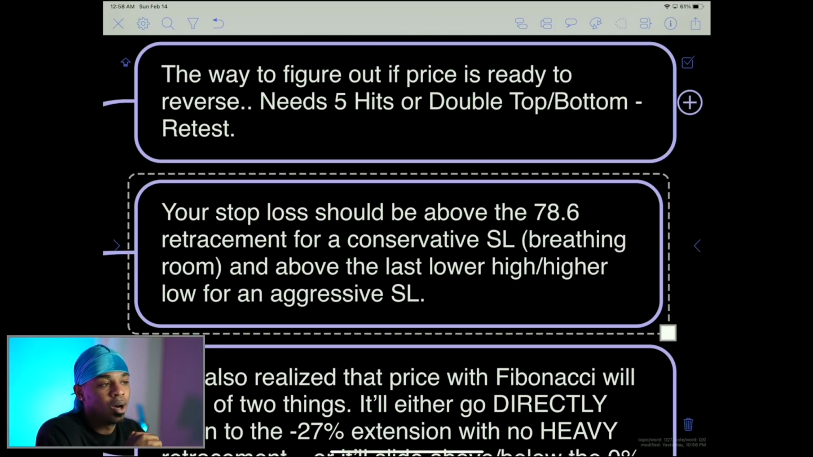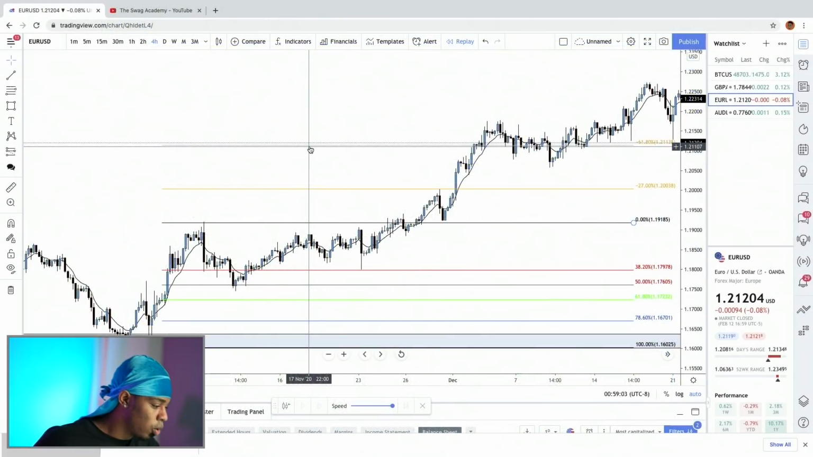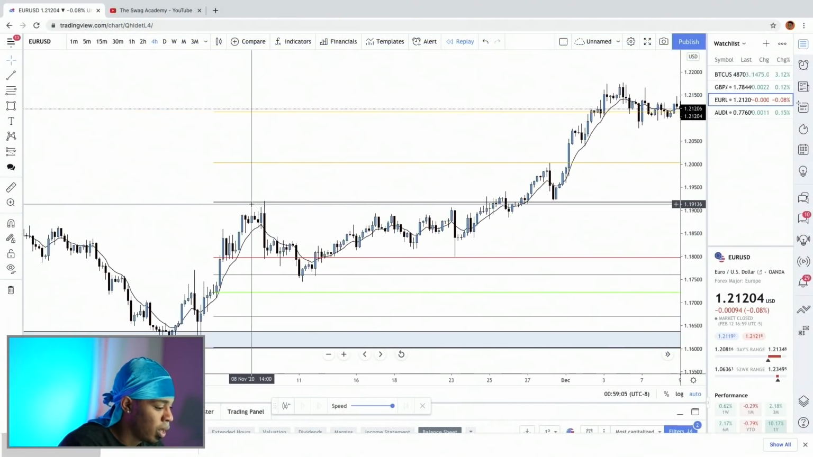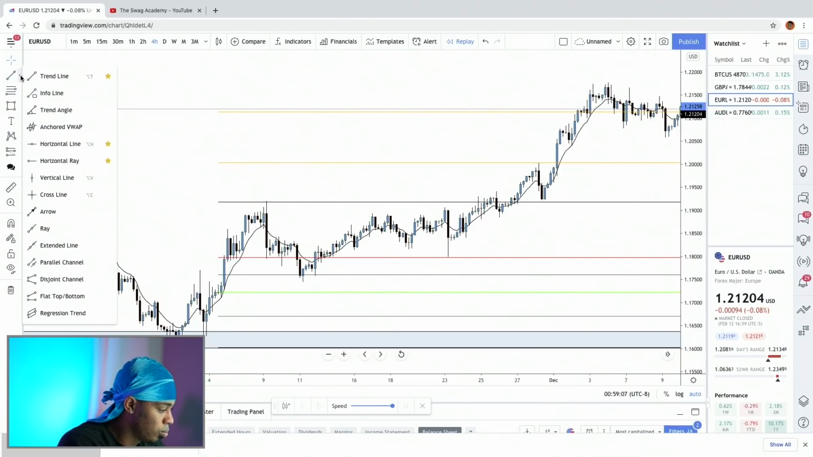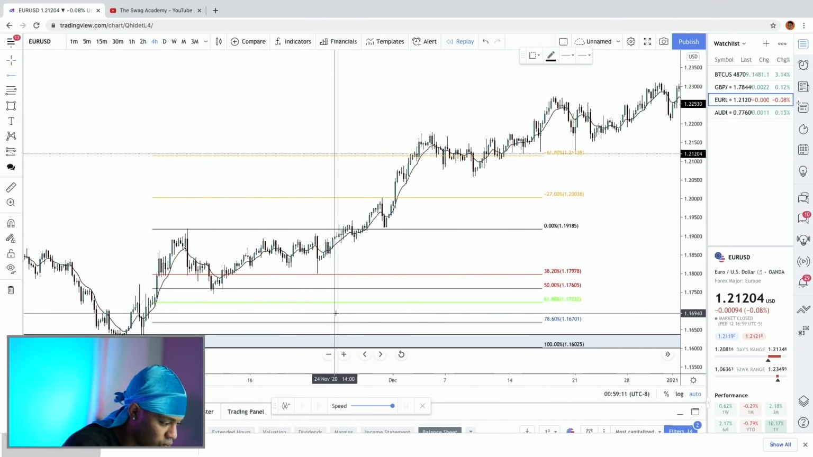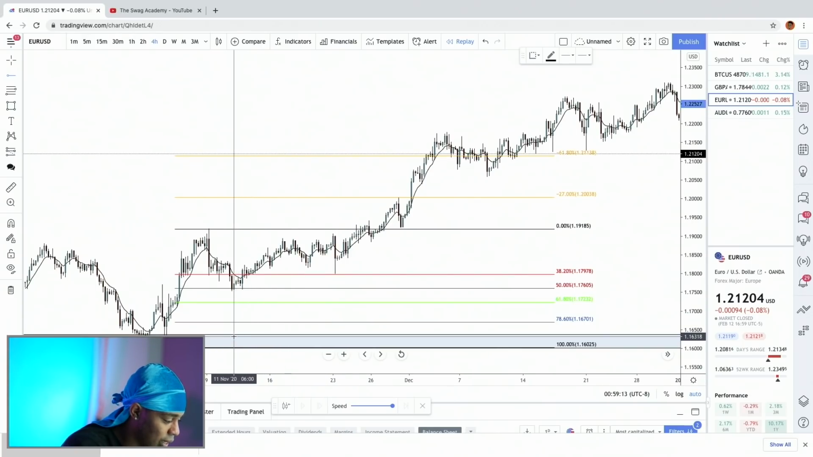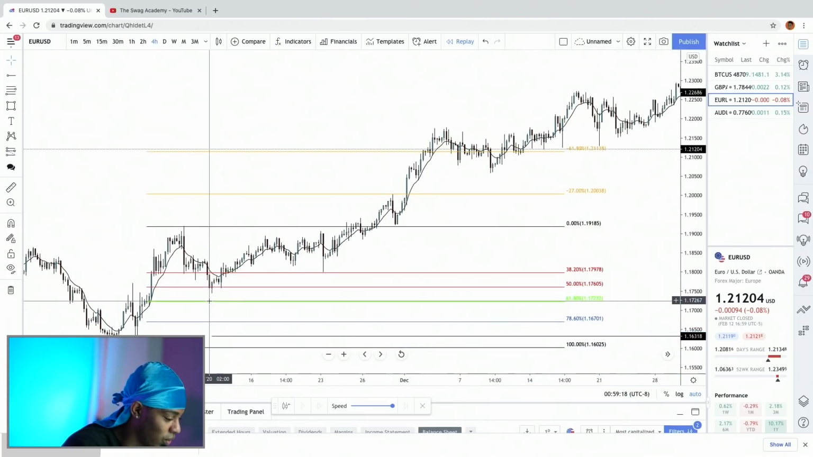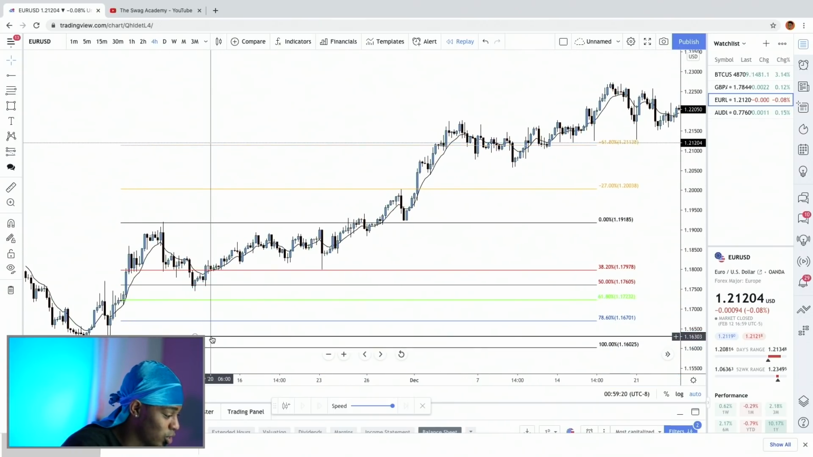Cool. Now, the other way, which is a more aggressive stop loss, is if it's above the last lower high or higher low, depending on if it's an uptrend or downtrend. So let me give you an example. Back over here for this example, a more conservative stop loss would be, get this red right here, just to have it. This is a 78.6. If you can see it right here, way down here. Let me just delete this key area really quick. That is a conservative stop loss.